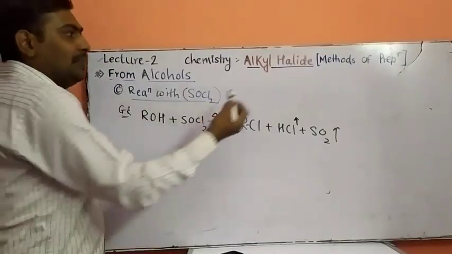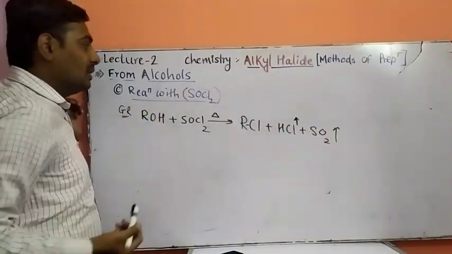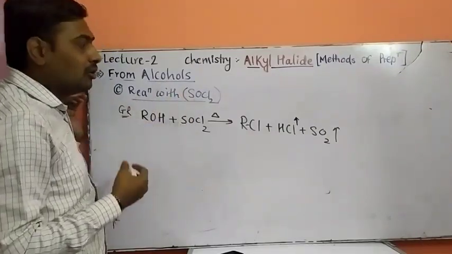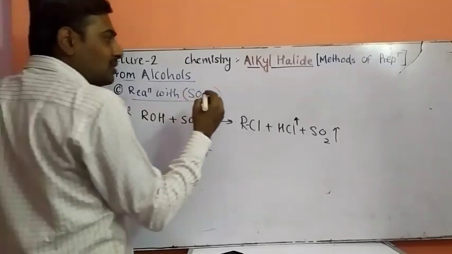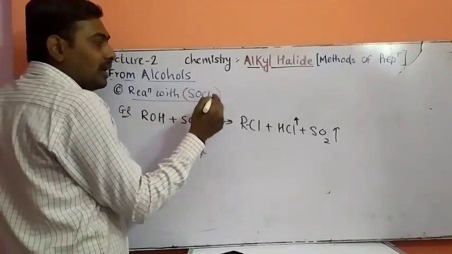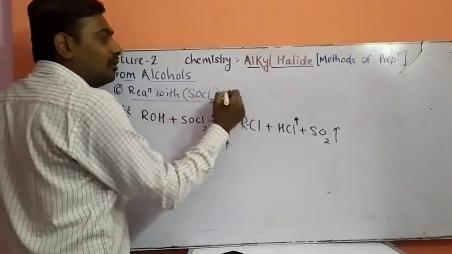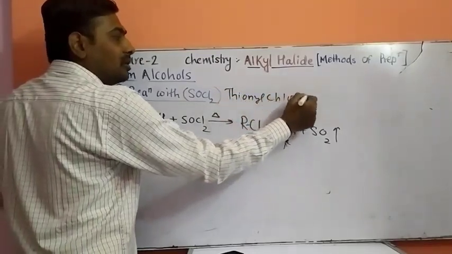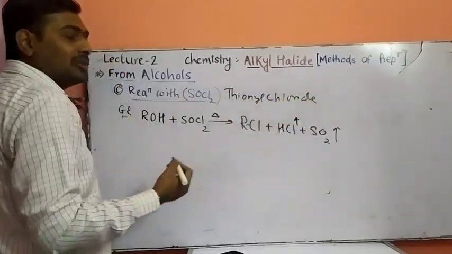See the next reaction, preparation of alkyl halides from alcohols. Third reagent, that is reaction with thionyl chloride. Sulfur compounds are also called thio compounds. It is also called sulfinyl dichloride, or you may call it thionyl chloride. A question may be asked, how will you prepare alkyl halides from thionyl chloride?